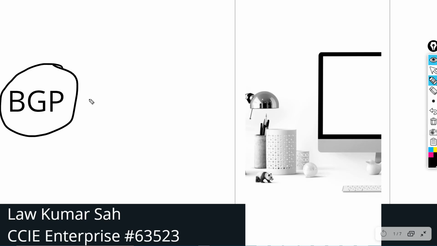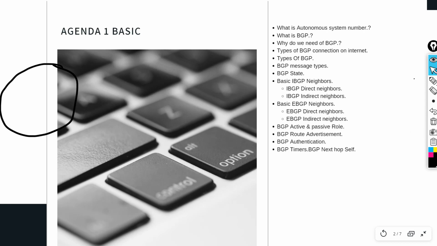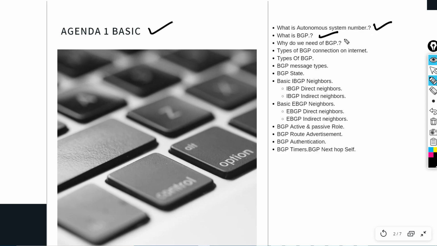So let's see the topics that we are going to cover in this tutorial. My first agenda: we are going to talk about the basic BGP. What is the autonomous system number? What is BGP? Why do we need BGP? Types of BGP connection on the internet. How many types of BGP do we have? Then we are going to talk about the messages and states.